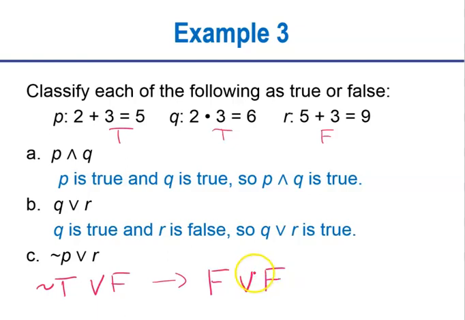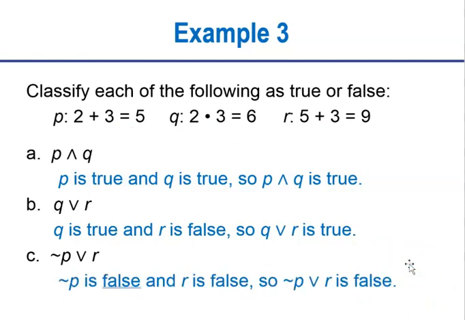Remember, the only time an "or" is false is when both of them are false, and that's exactly what we have here. So not P or R in this particular case is a false statement. Now the typed up version of that: not P is false and R is false, so not P or R is false. Kind of getting the hang of this stuff?